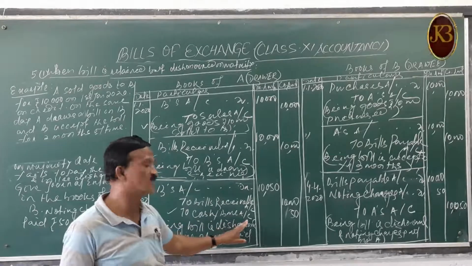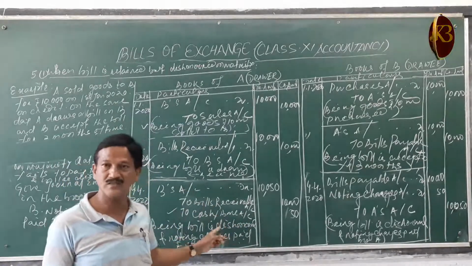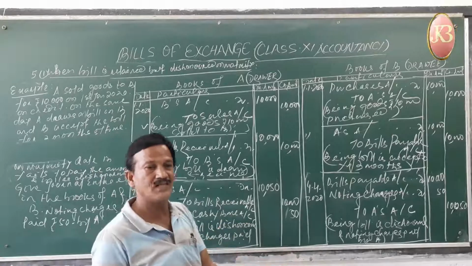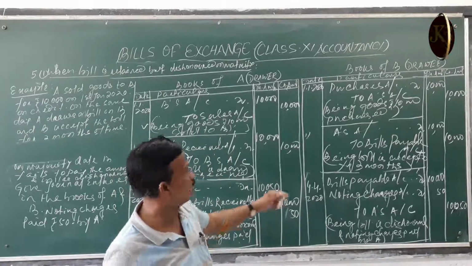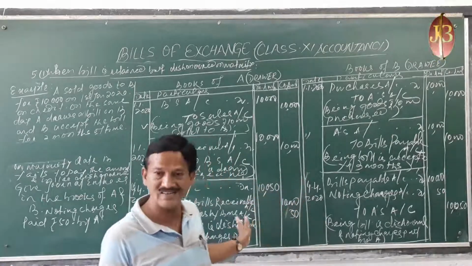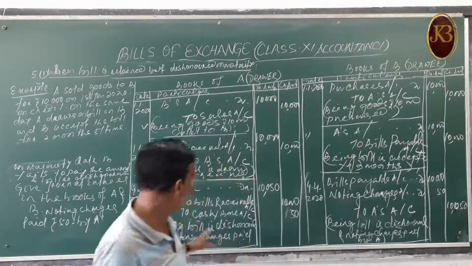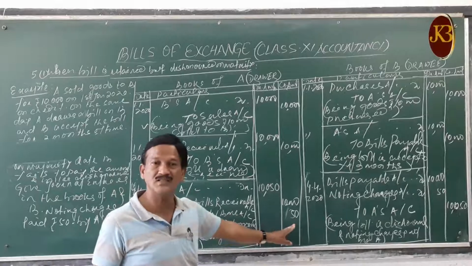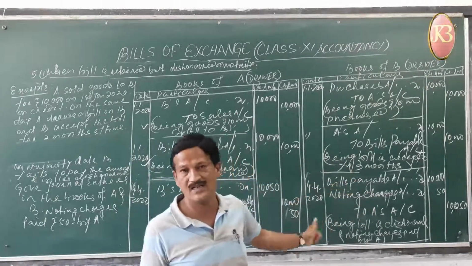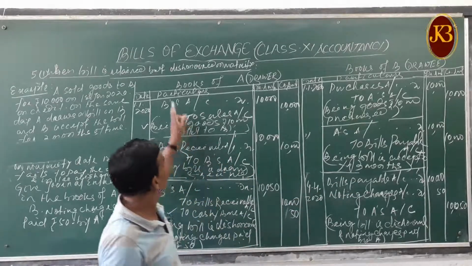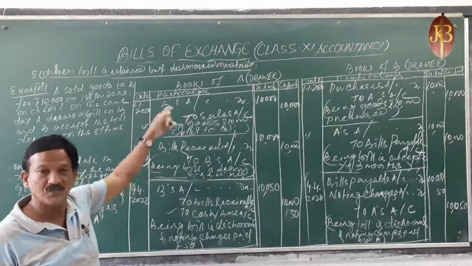So the noting charges are paid by the drawer, because the drawer has the bill certified as dishonored, to prove that the bill is dishonored; otherwise nobody will believe it. The drawer will not believe it if it is not noted as dishonored by the notary public. The notary public will charge some fees that will be paid by the drawer, which will be recovered along with the bill amount from the drawee later on. So this is about the dishonor of the bill when the bill is retained till maturity.